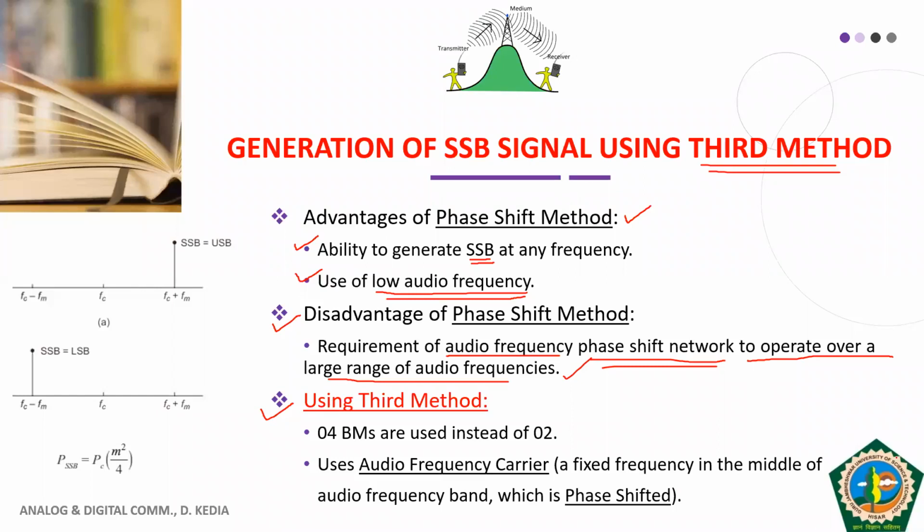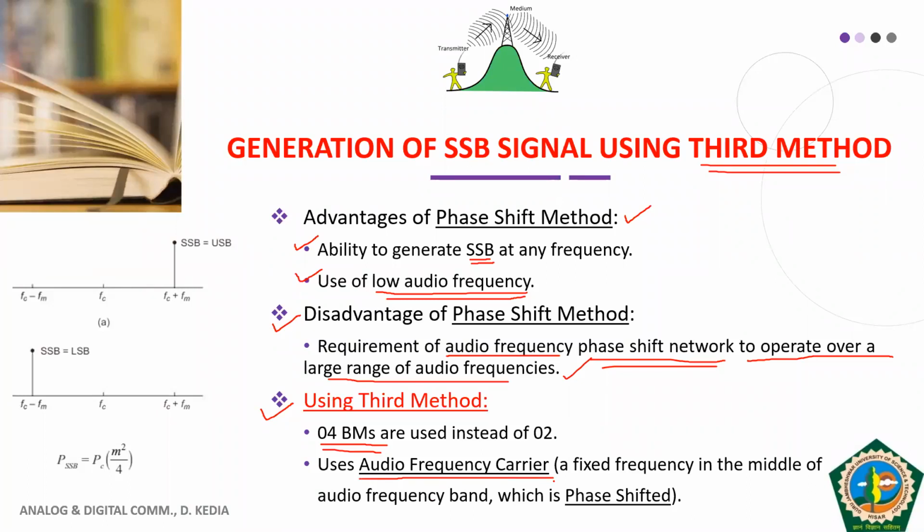Students, now we move to the third method. What are the major changes that we have to incorporate? First, in the third method we'll be using 4 balanced modulators. In the phase shift method, we use 2 balanced modulators. Second, instead of phase shifting the range of carrier frequency, that is the audio signal, we'll be using one more carrier, and we call that carrier the audio frequency carrier.